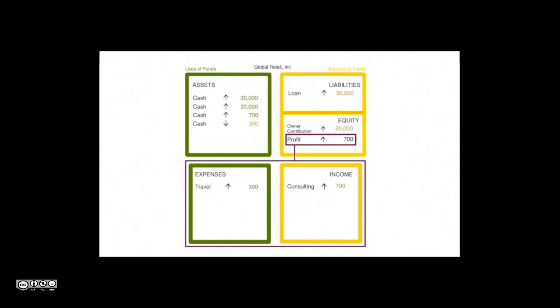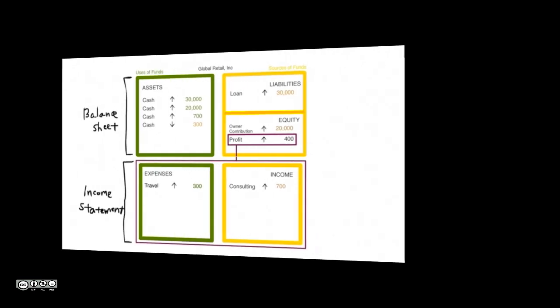Notice how the profit account in the equity section has now decreased to $400 because the profit is calculated as income less expenses. So again, the 700 minus the 300, giving the $400 profit. To summarize then, we now know that the top 3 boxes of the color accounting framework represent the balance sheet, and the bottom 2 boxes represent the income statement. We know that the income statement connects to the balance sheet by way of the profit account in the equity section.